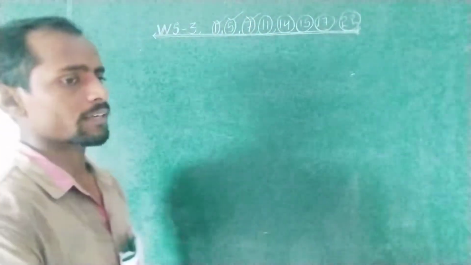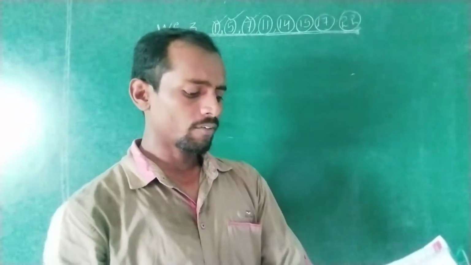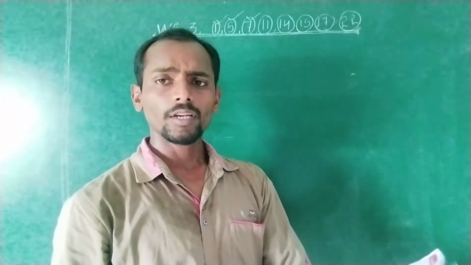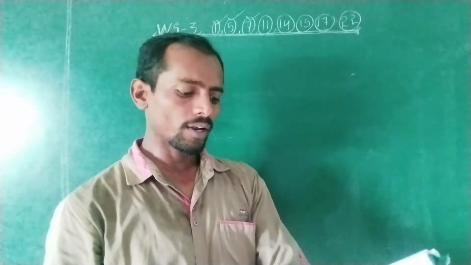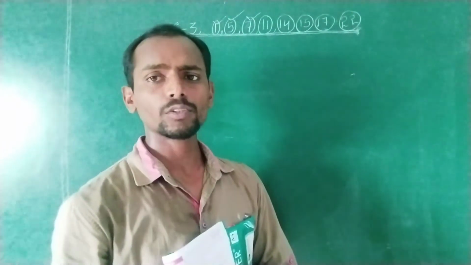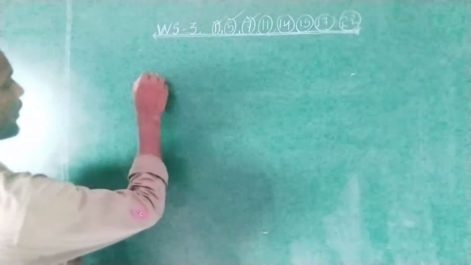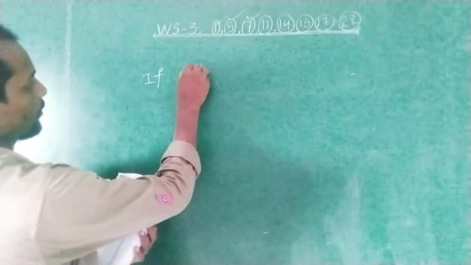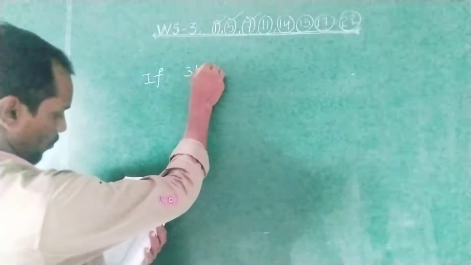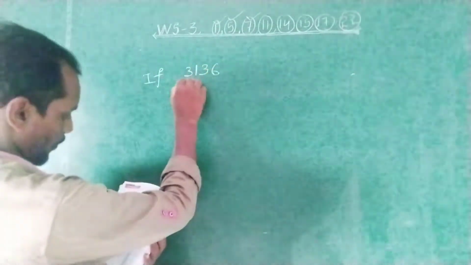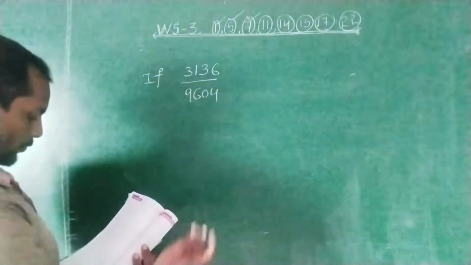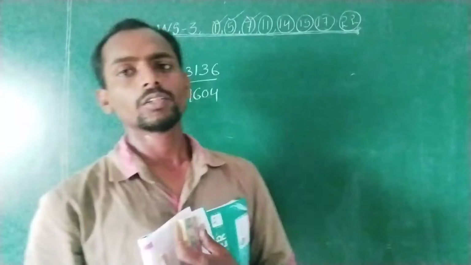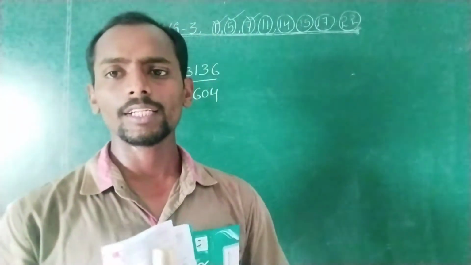Let us discuss problem number 7. If 3136 by 9604 is a rational number, then its reduced form is? You have to find out its reduced form.